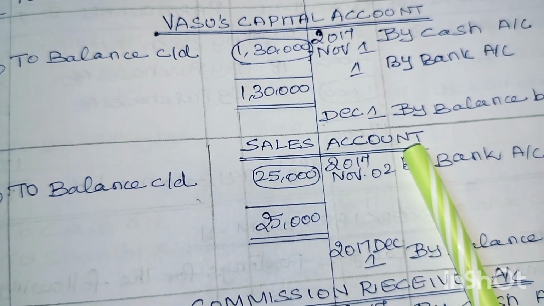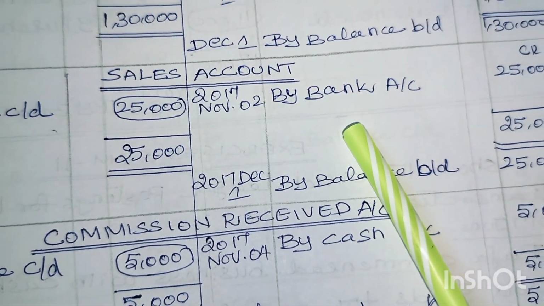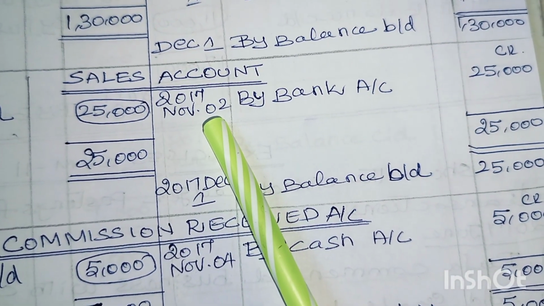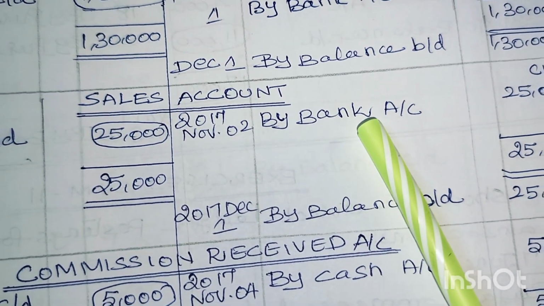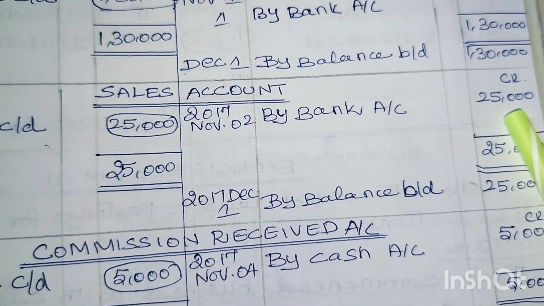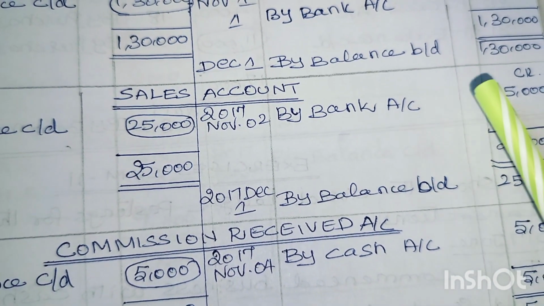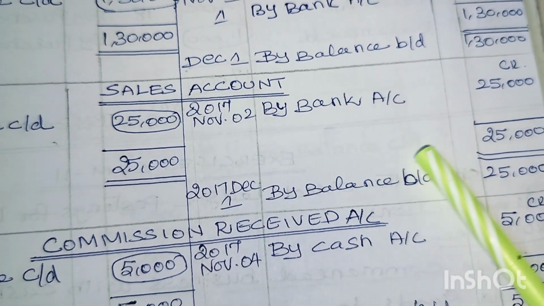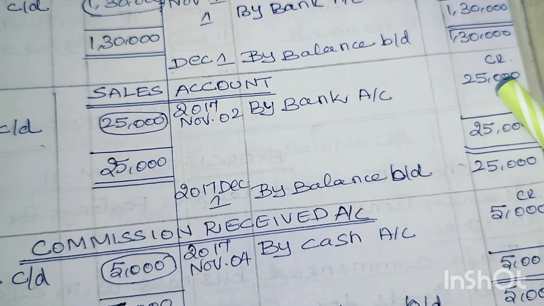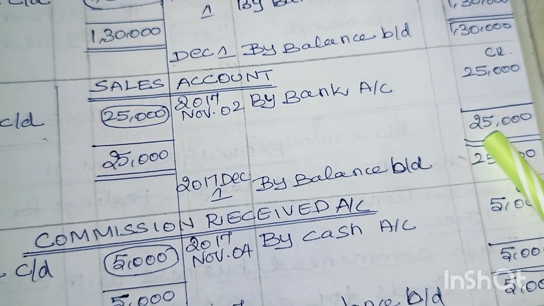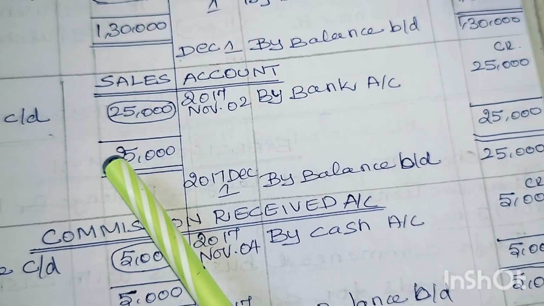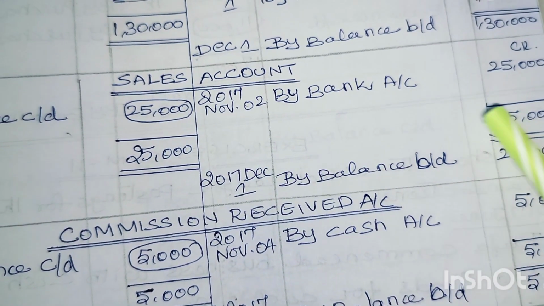On which side does the sales account appear? On the credit side. So we go to the credit side, dated 2017 November 2. What is the opposite account from the sales account? Bank account. How many rupees? 25,000 rupees. There is only one sales transaction. So now we are going to post the sales account. How do we post it? We enter the bigger value as the total on both sides. We entered 25,000 as the total on both sides.